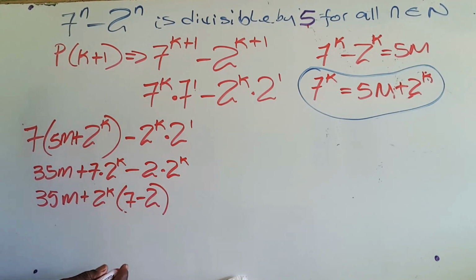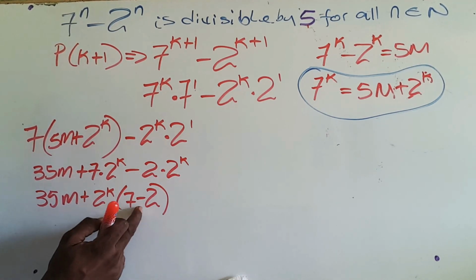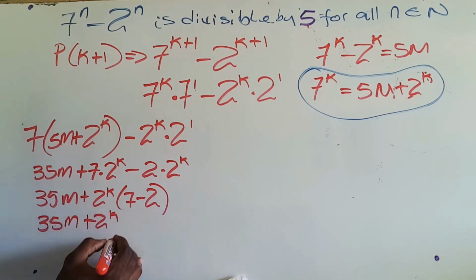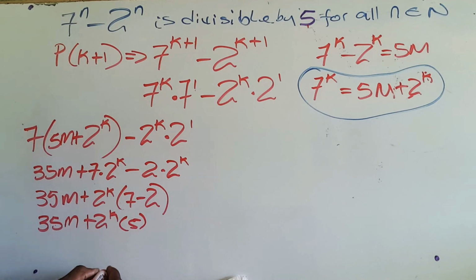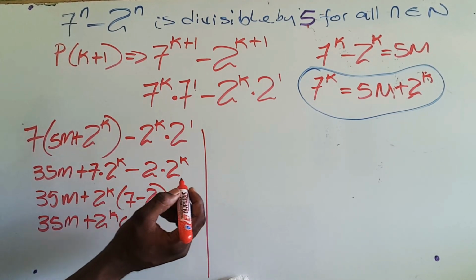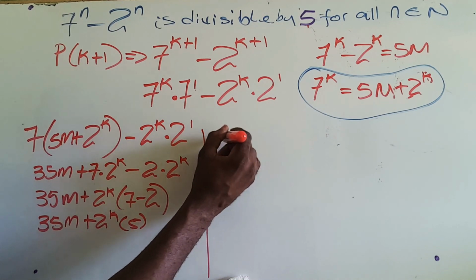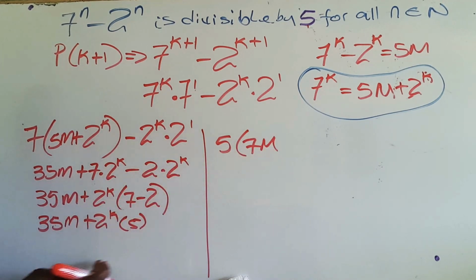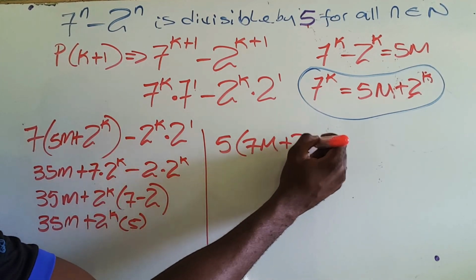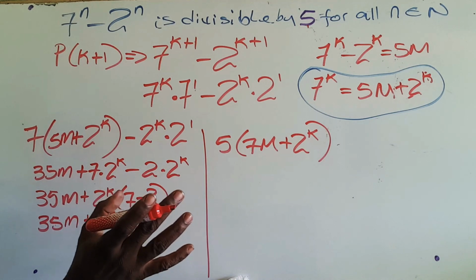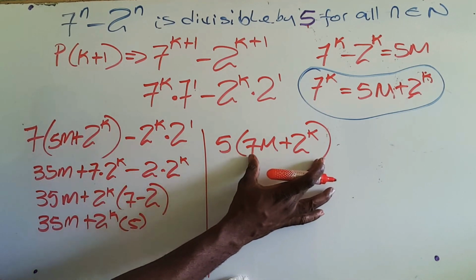Now at this stage, we can quickly observe what we have. This is a 5. So this is 35m plus 2 to the k times 5. That's what I'm seeing right now. Now, if you look at this, I am able to factorize out a 5. If I pull out a 5 out front, I'll now have 7m plus 2 to the k. So I have 5 times 7m plus 2 to the k.